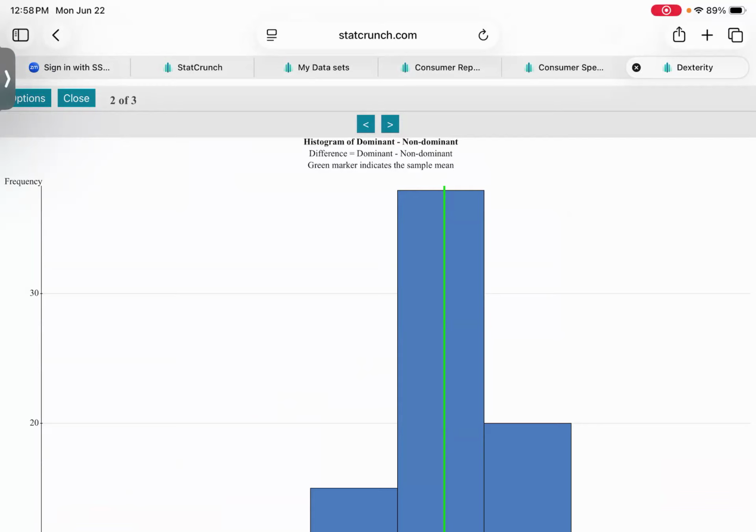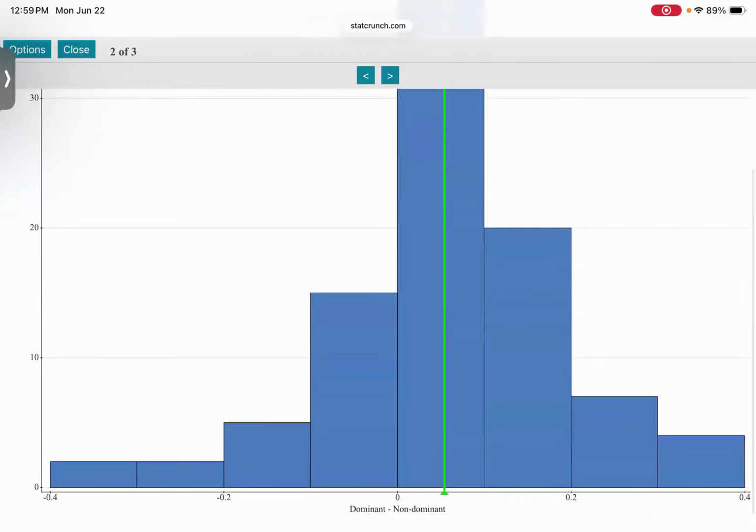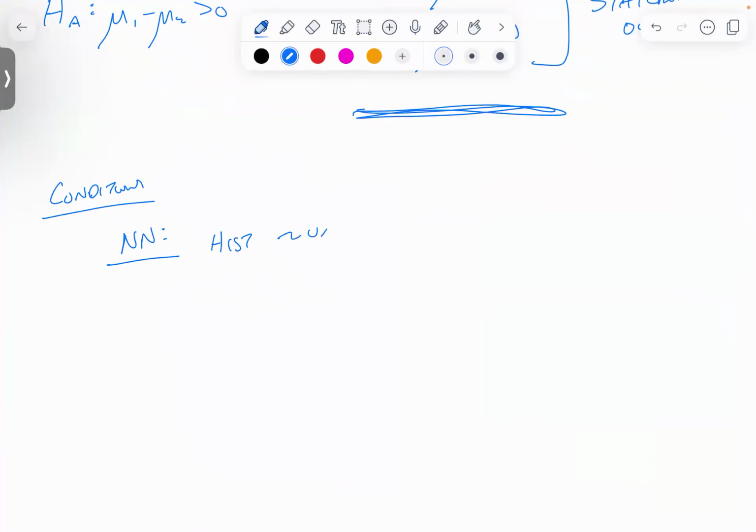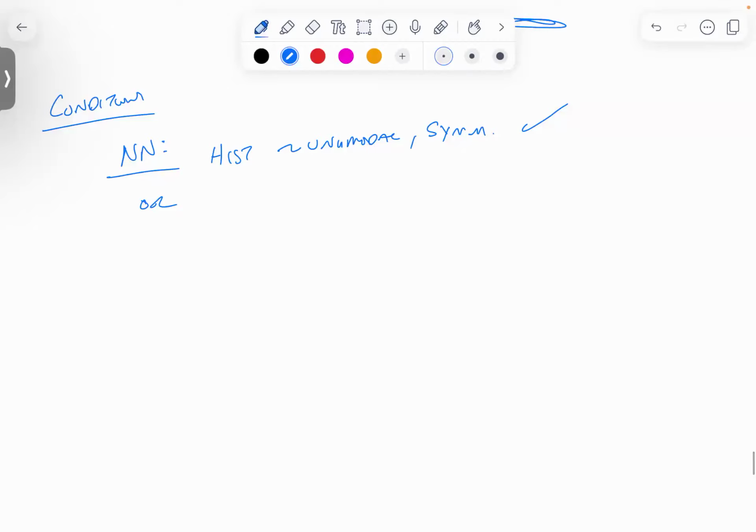Remember, this is 93 children. We collected lots of things on them, right? You saw how many different things we collected. But there's only one sample, which means you should not be saying it's unimodal and symmetric for both samples. No, it is unimodal and symmetric for the pairwise differences. Notice the calculation down here at the bottom, dominant minus non-dominant. That is the difference calculation. Now, again, I could end right there, but I want to keep going just for practice.